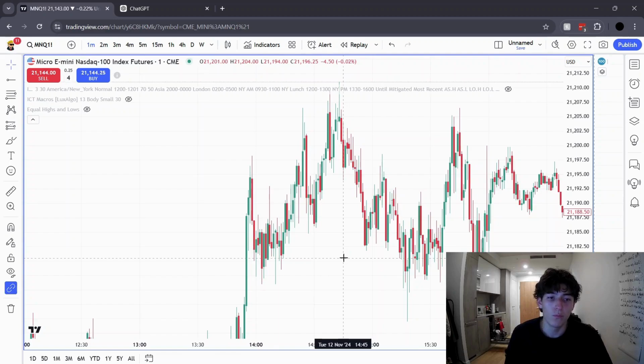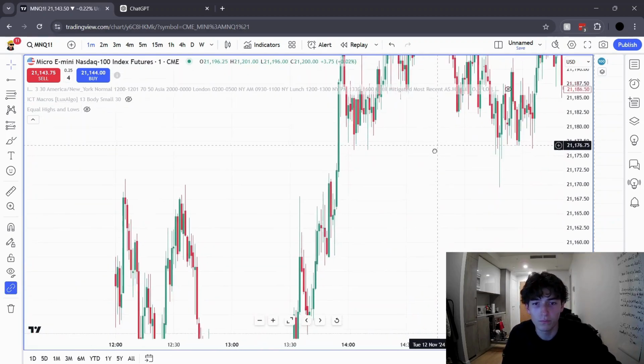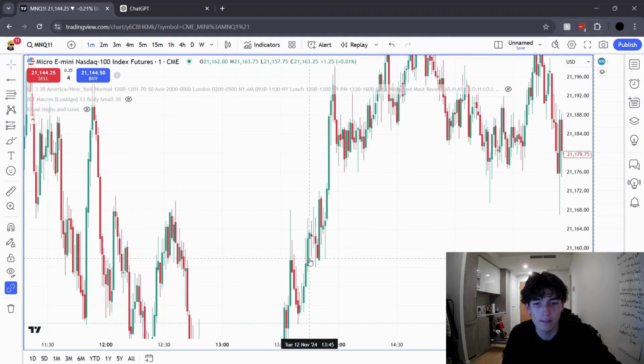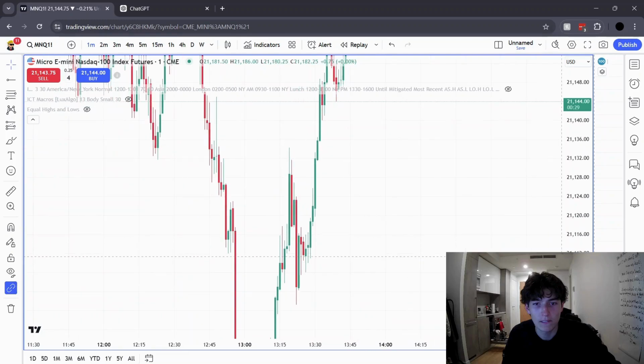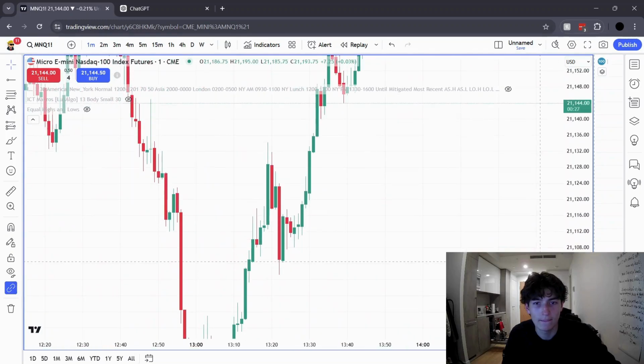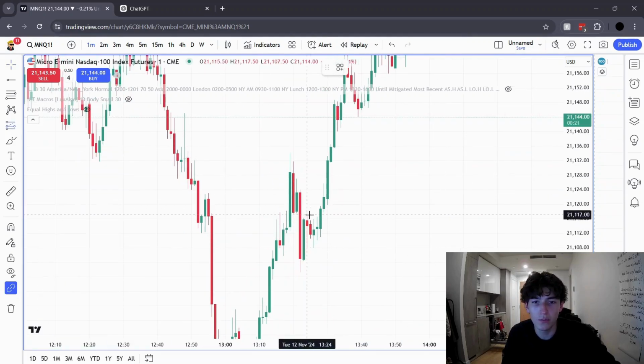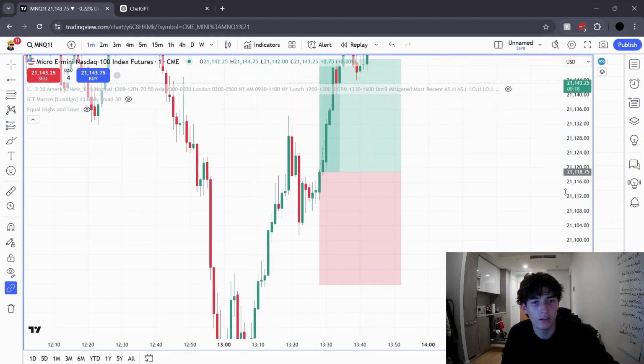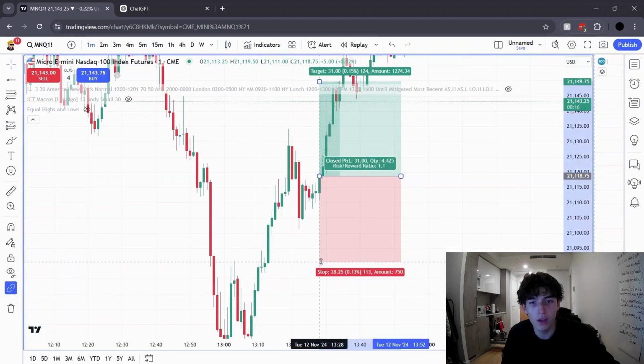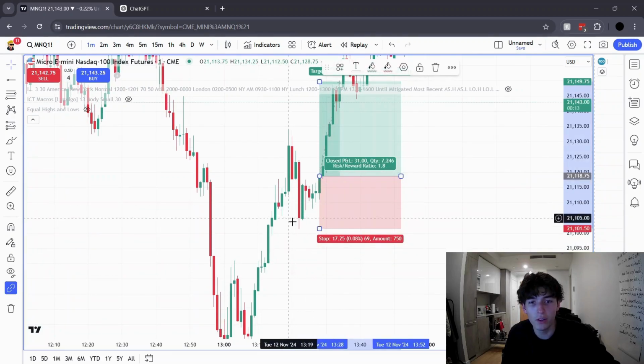I target internal highs and internal lows as points where I want to either take profit or set my stop loss. So for example, right here, let's say whatever I entered here, right? I would set my stop loss at this inner low that's formed.